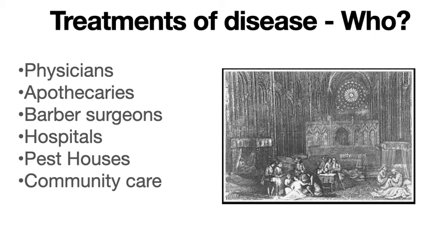A new form of hospital also emerged, the pest house or plague houses or pox houses. These were places specifically for those with infectious diseases. People were increasingly aware that you could pass diseases from person to person, so those who were infectious weren't allowed into normal hospitals, and so they went instead to these pest houses.